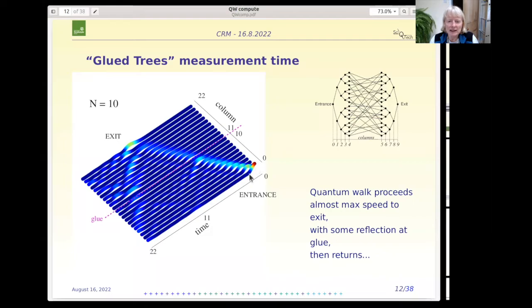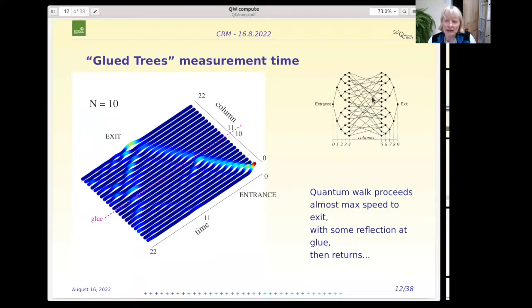This is actually continuous time along here. So this is a simulation of their algorithm. And we start here at the entrance. So these are the columns along here, but there's more columns here than there are in this picture. There's only 4 here, but there's 10 here. And it goes off steadily through until it gets to the center.